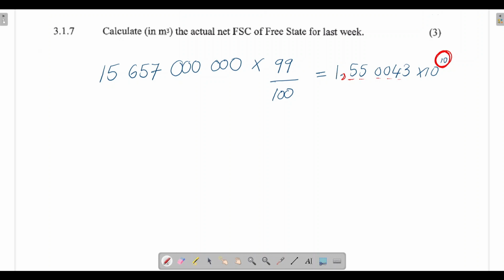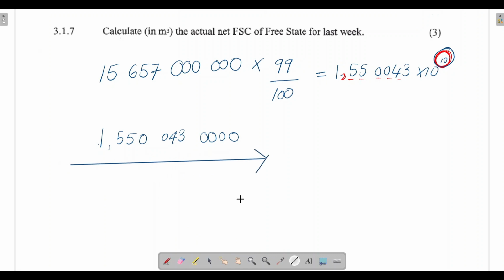We already have 1.550043. How many digits do we have after the comma? We've got 1, 2, 3, 4, 5, 6. So how many more digits do we need to add? 4 more digits, so we add 4 zeros, because by adding 4 zeros we're going to have 10 digits after the comma. That is now the actual net full storage capacity of the Free State for last week. So that is our final answer, and we have answered every question.